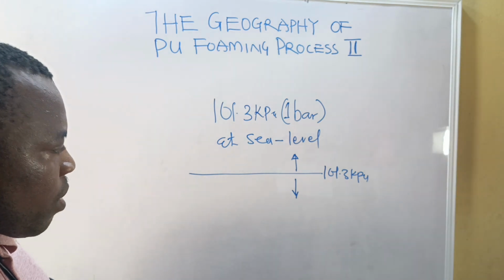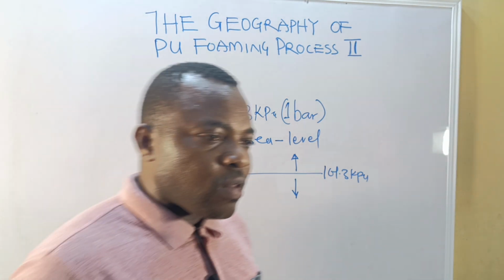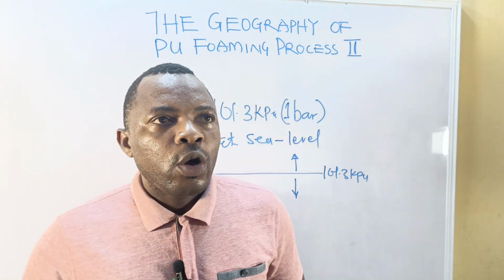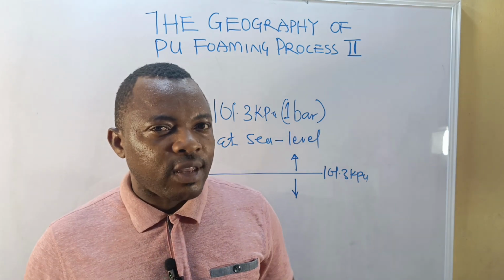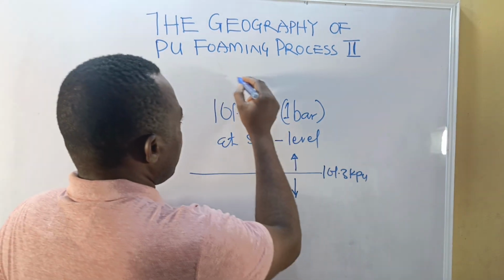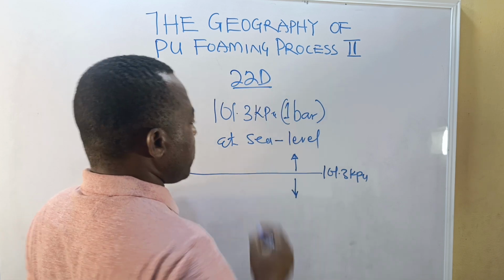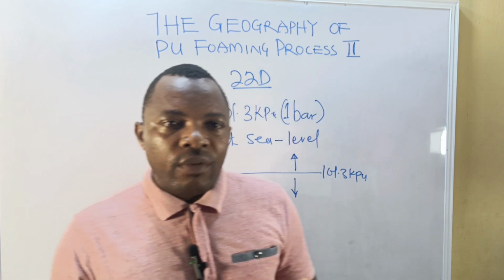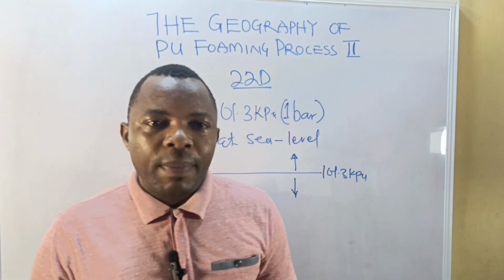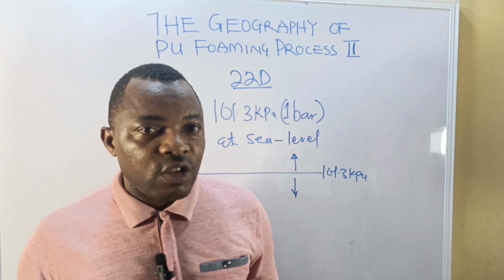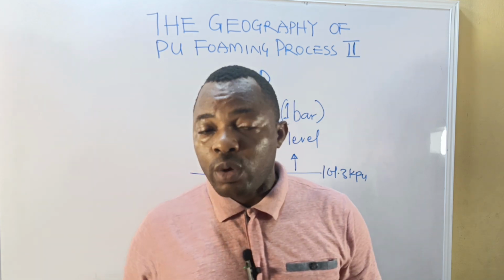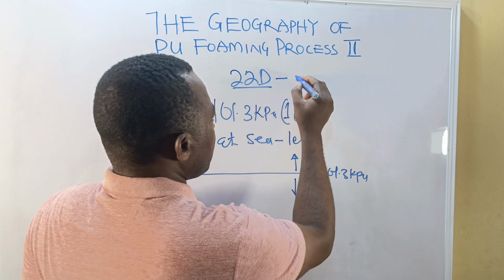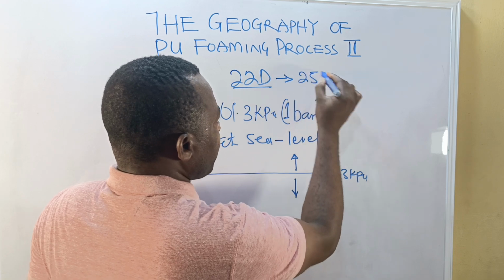Now, take a look at this. For example, when you are foaming, you want to produce a foam density of 22, right? You design a well-balanced formulation that will give you this 22, whether it's a water-blown formulation or with methylene chloride. But at the end of the day, the foam density increased to 25.